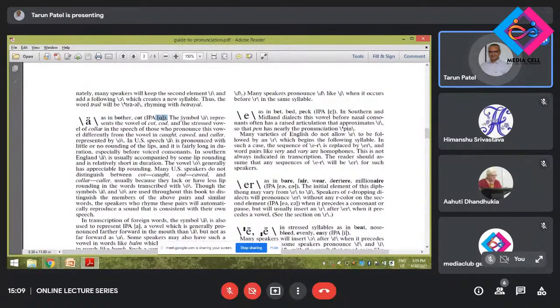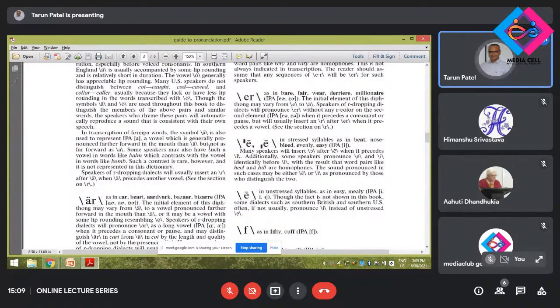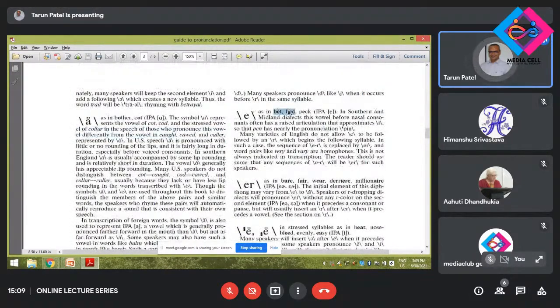Moving on, the vowel as in bother and coat. So the symbol represents the vowel of caught and cord and the stressed vowel of collar in the speech of those who pronounce this vowel differently from the vowel in caught. All right. Then the other one, as in bet, bed, pack. So here is the IPA, right? You might also be writing it in lower case alphabets, and in different parts of the world's dialects, this vowel before a nasal consonant often has a raised articulation that approximates E. So that pen has nearly the pronunciation of pin.